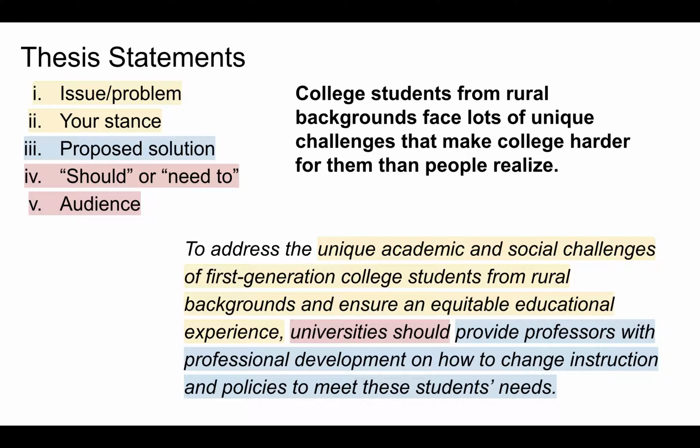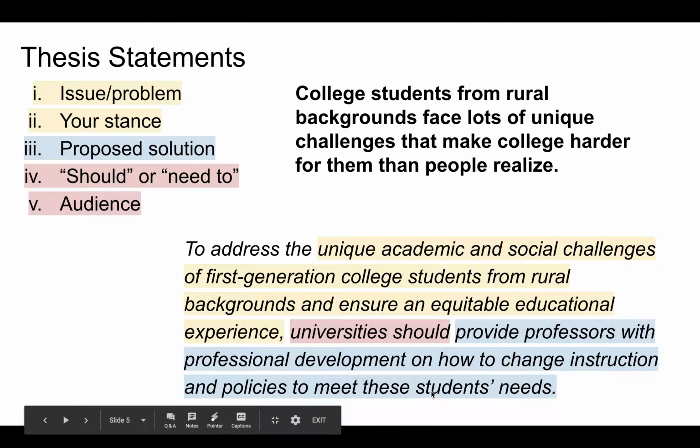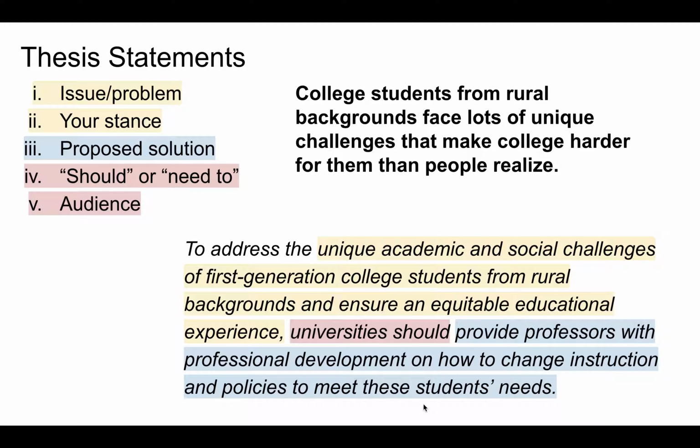So this paper is going to do a couple things. It's going to prove that these challenges exist and prove that these challenges make education inequitable for this population. And then it's going to give me some examples of this type of solution and prove that this type of solution would be effective, that these programs would work.